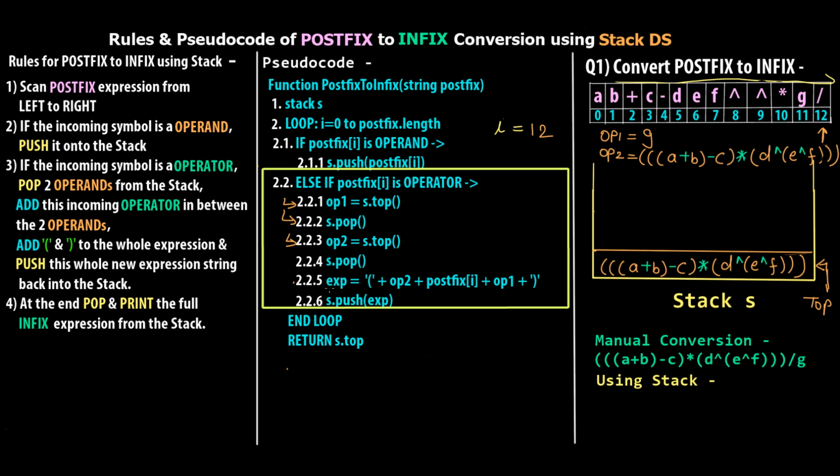We will say exp is equal to opening bracket. Then we have op2, which is this entire expression. Let's paste it as it is. So this is the entire expression. Then we have the postfix of i, which is nothing but the divide by operator, because we are at index position 12. So divide by operator comes in between. I'm gonna write divide by over here. And then we simply have plus op1. op1 is g, so I'm just gonna write g over here as it is. And then we have one closing bracket. So this is the entire expression.